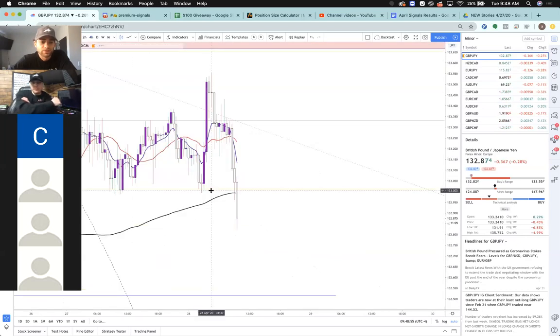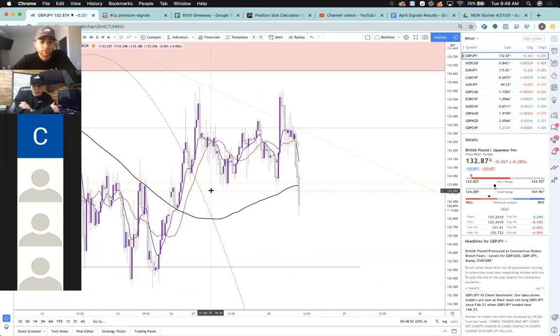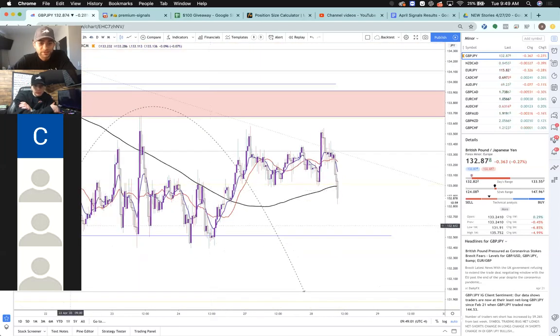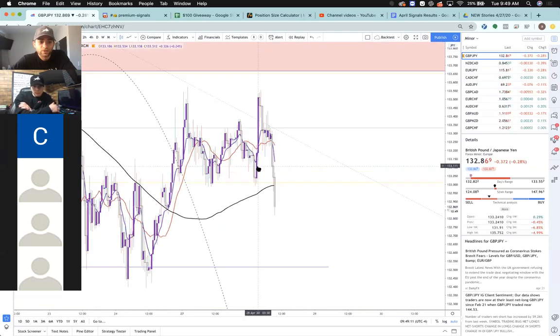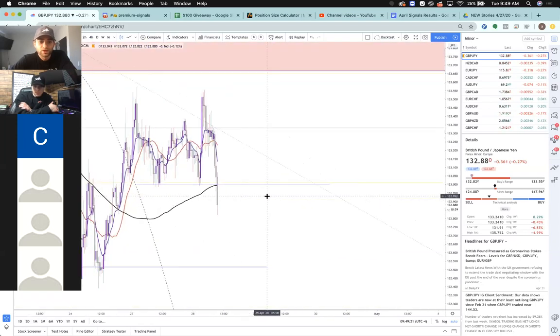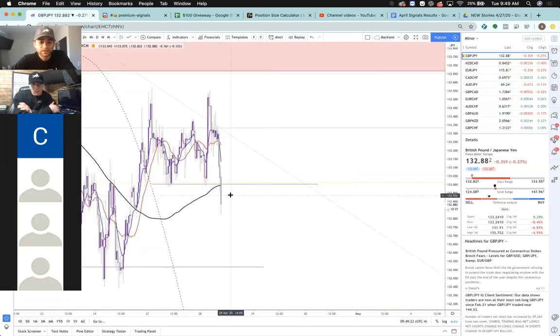Let's go to the 30-minute. This is more what I'm looking at on the 30-minute. Look at how this level held so many times. 1, 2, 3, 4, 5, 6. That was the significant structure level here. Now where we are now, this is the structure formed here. And we're breaking below that, which is exactly what we want. That's exactly what we want to see.